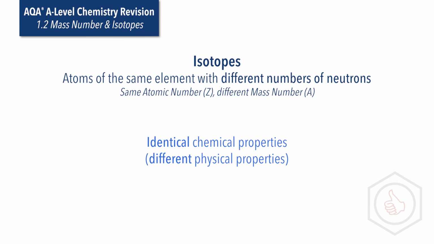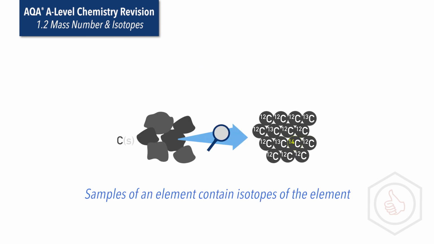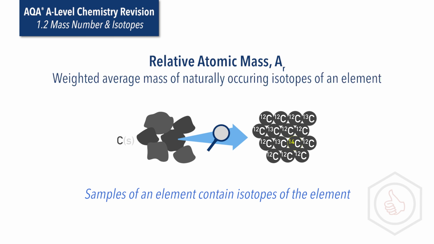Because samples of an element can contain different isotopes, relative atomic mass is used to describe the relative mass of an element. It is a weighted average that accounts for the different isotopes and their relative abundances in a sample of the element. Relative abundance just being how much of the sample contains a particular isotope.